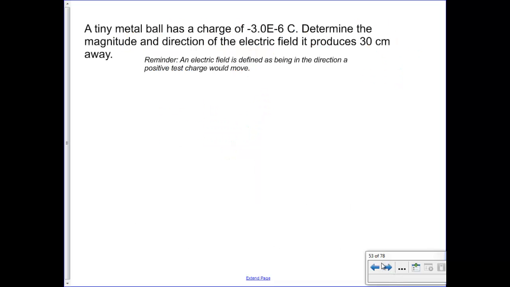So let's try another example. You have a tiny metal ball with a charge on it. We want to figure out the magnitude and direction of the electric field it produces a random distance away. If I were to draw a diagram here, here is a ball, and it has a charge of -3 times 10 to the minus 6 coulombs.